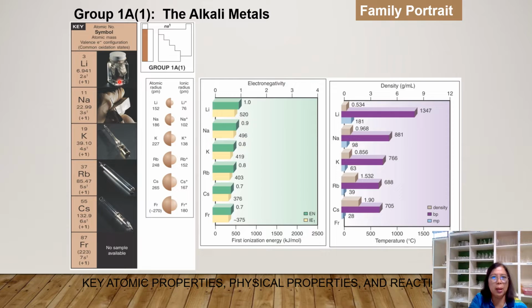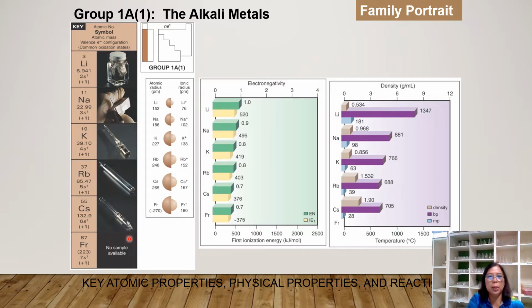So they are silvery, metallic, white, silvery in color. So this is a glass of lithium, and then you have here a sheet of sodium, and then you have here a bottle of potassium, also likewise with rubidium and cesium. We do not have an available sample for potassium.